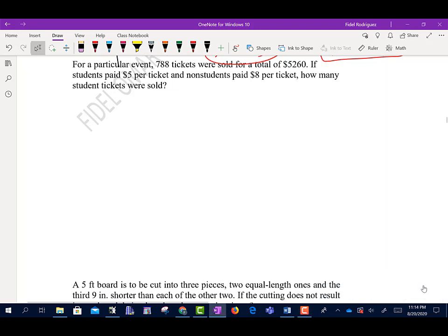Okay, so now we're back in business. Let's say S will be my student tickets, and let's say N will be the non-student tickets. So S plus N, how many tickets did we sell total? We sold a total of 788 of them.